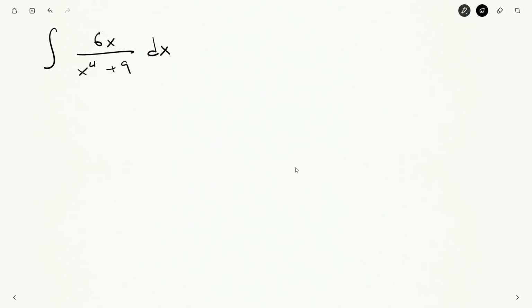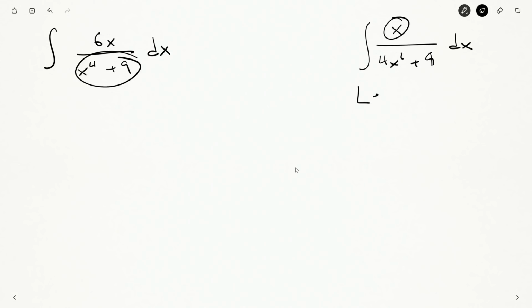We did one like that in class. You might remember we did, I think it was 4x squared plus 9 or something like that. The x is on top and the really scary looking thing on the bottom. They even both have a 9. It must be like that. What did we do in that question? We let u be the whole bottom part. So that must be what I do here.